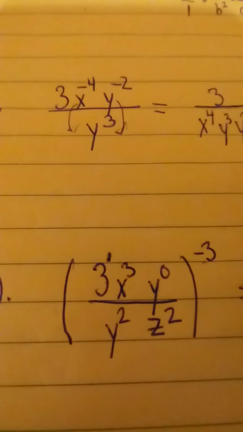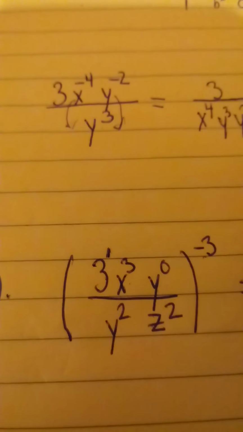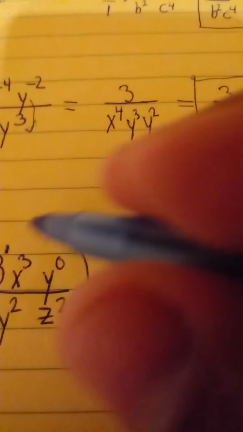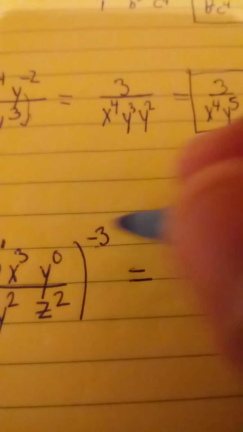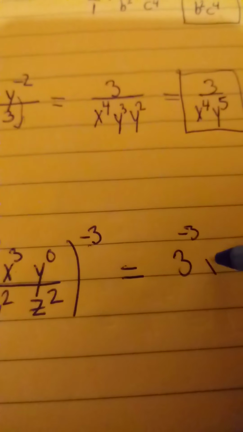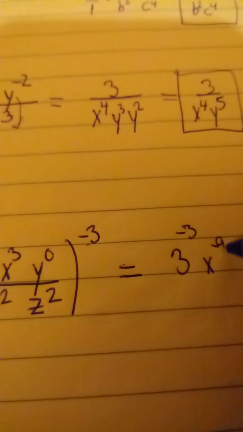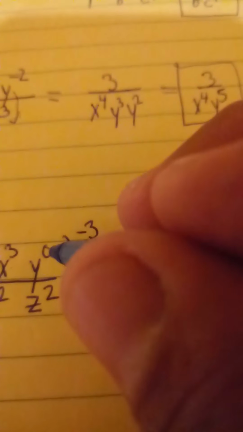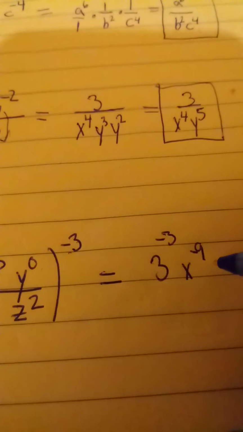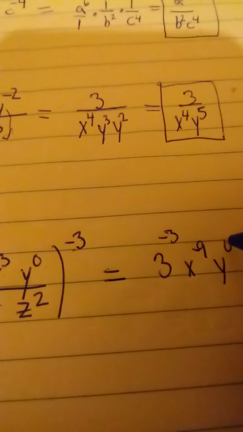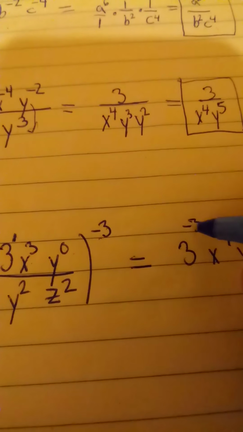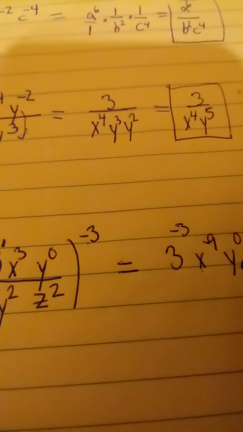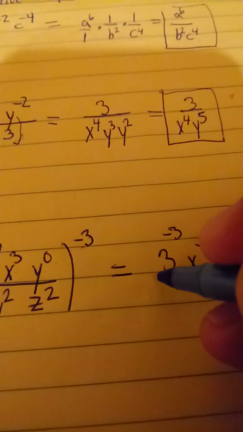So this will be positive 3, and it'll be raised to the negative third power, because 1 times negative 3 is negative 3. Same thing with x, 3 times negative 3. It'll be x raised to the negative 9th. And for the y, 0 times negative 3, well, that'll be 0. Remember, 0 is neutral, so it doesn't take any number. So it'll be 3 raised to the negative third, x raised to the negative 9th, and y to the 0.